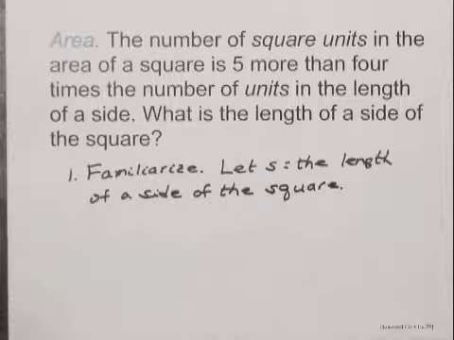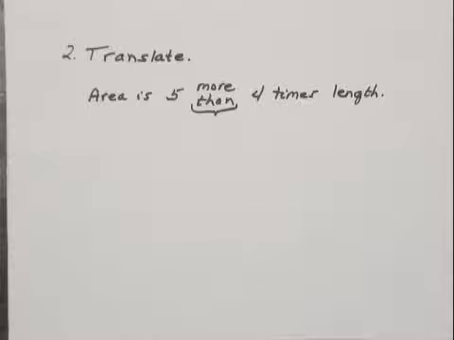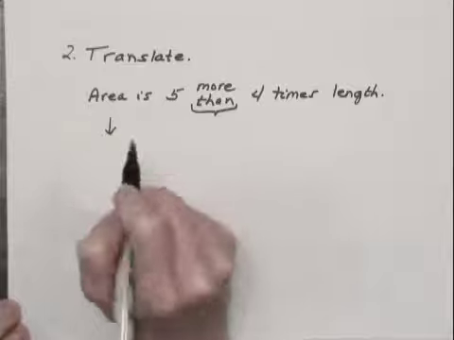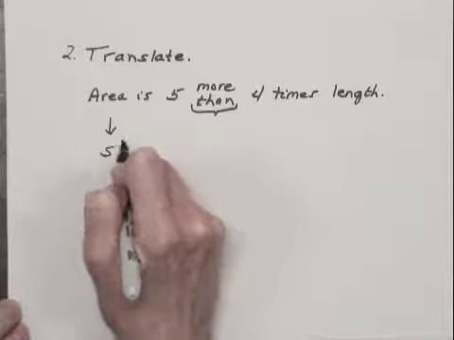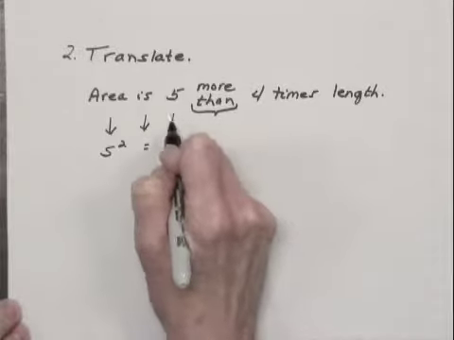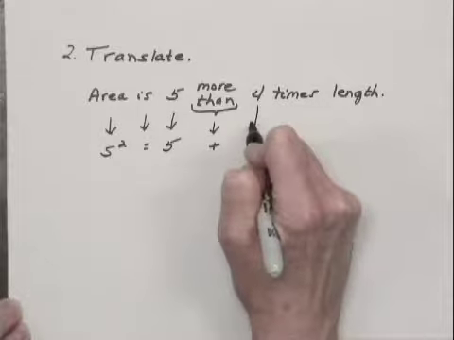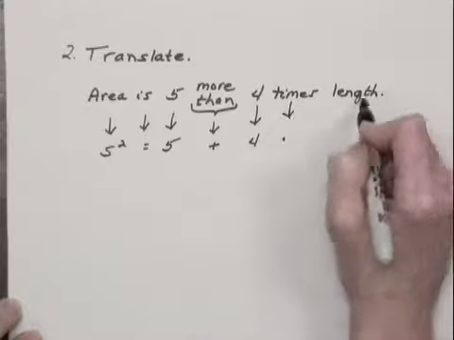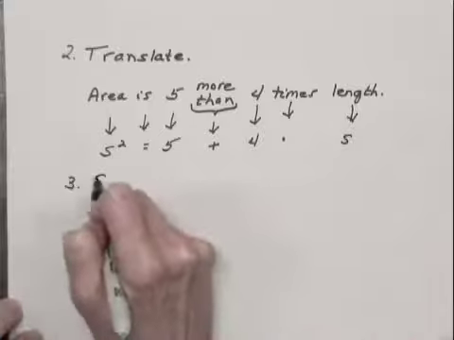Now we want to translate this problem to an equation. And this is what we were told, that the area is 5 more than 4 times the length of a side. So the area, if the length of a side is s, the area of the square is going to be s squared. And that is 5 more than, translates to a plus sign, then 4 times, multiplication, the length of a side, which we have called s. So we have this equation to solve.